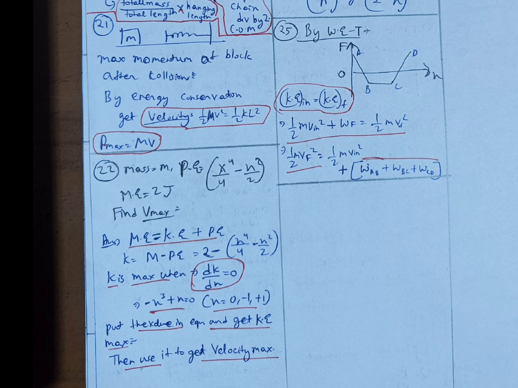Kinetic energy is equal to kinetic energy final, half m v square, plus work done from a to b, b to c, c to d.